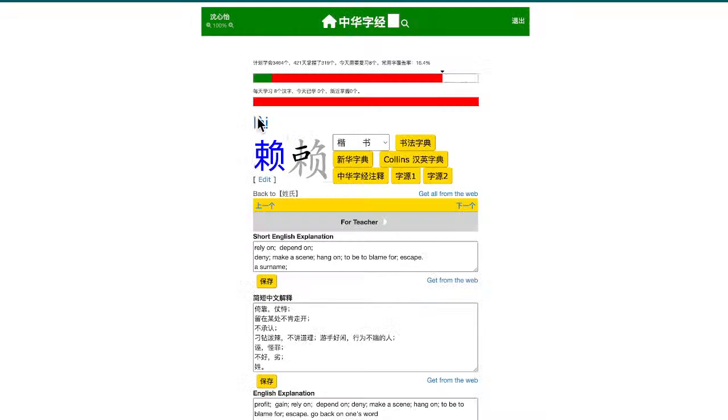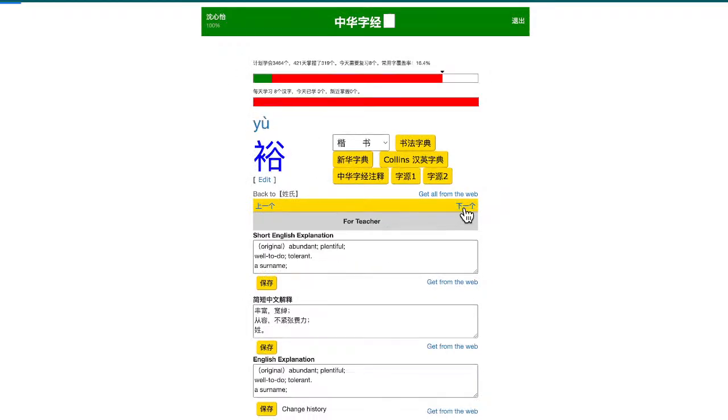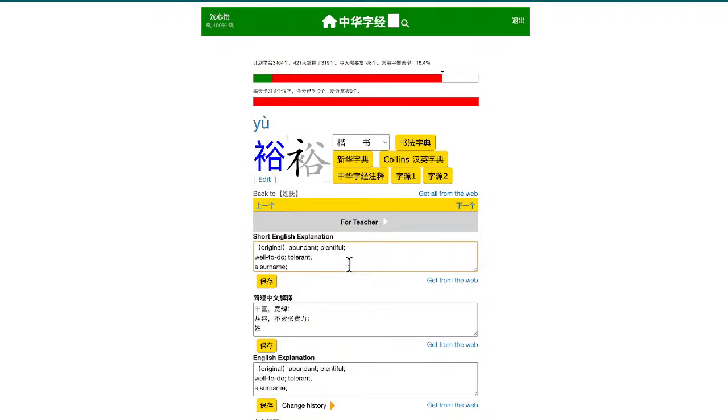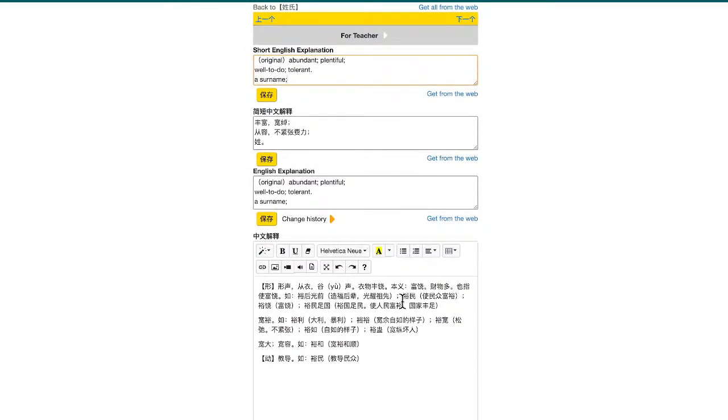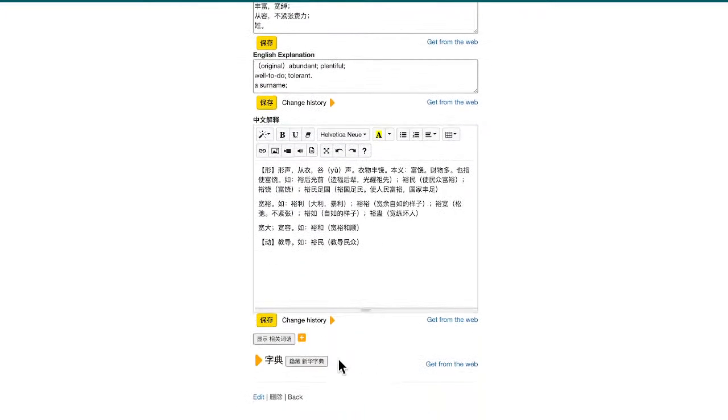Okay, next one is 玉. 玉 originally means abundant, plentiful, well-to-do, tolerant. It's also a surname. So 玉 means abundant, profitable, well-to-do, plentiful, that kind of thing. Because of this meaning, oftentimes this character is used in people's names, but it is also a surname as well, called 玉.